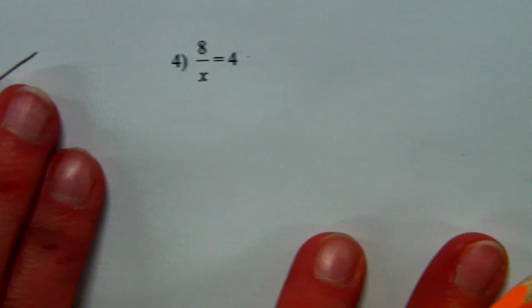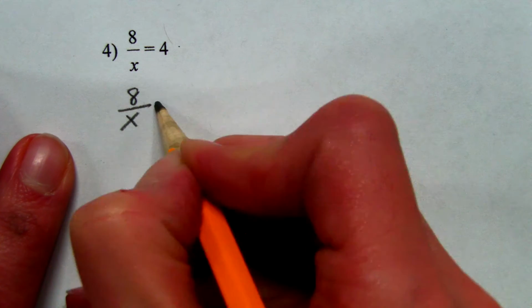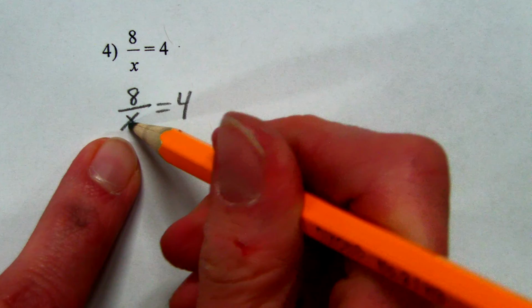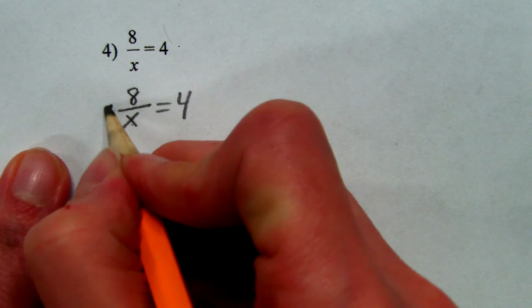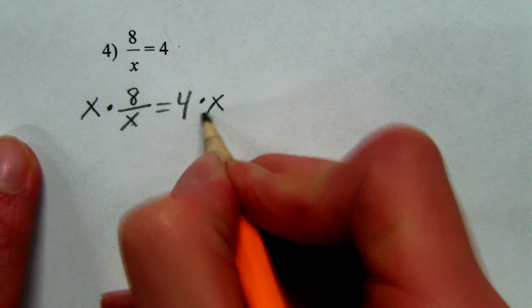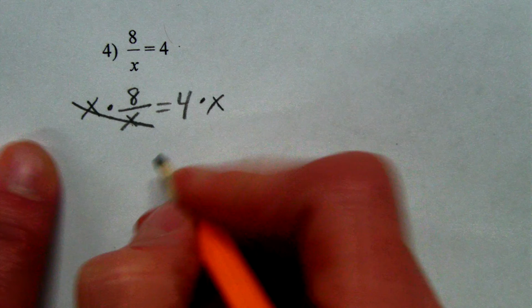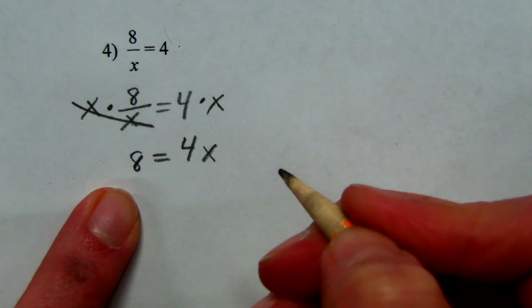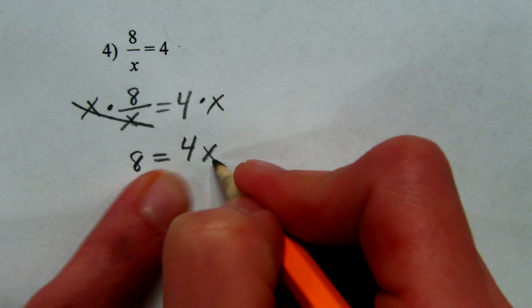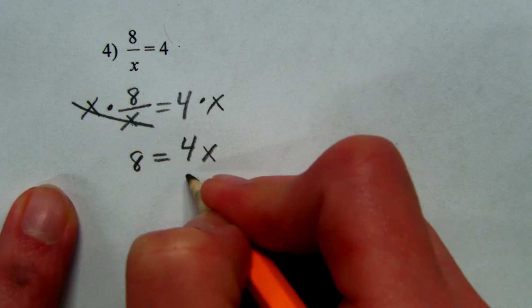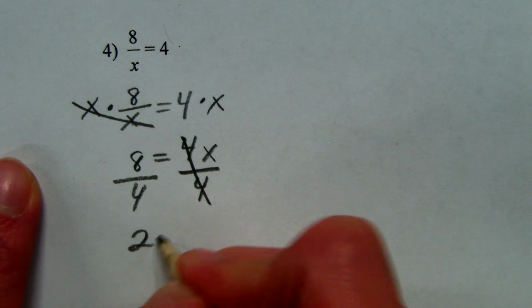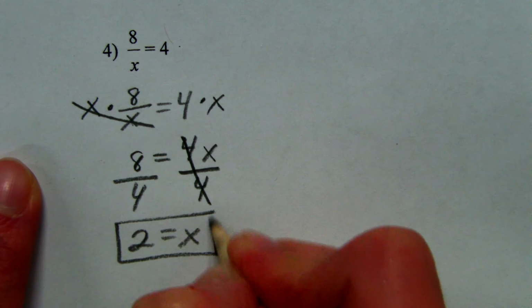Okay, let's look at number 4. So I'm going to rewrite this just to make it neat. Remember, we're going to multiply by the denominator. So the denominator is x. So we're going to multiply both sides by x to get it out of the denominator. We get 8 equals 4x. And then we're not done. I want to get x by itself. So then we divide by 4, and we get 2 for our answer.